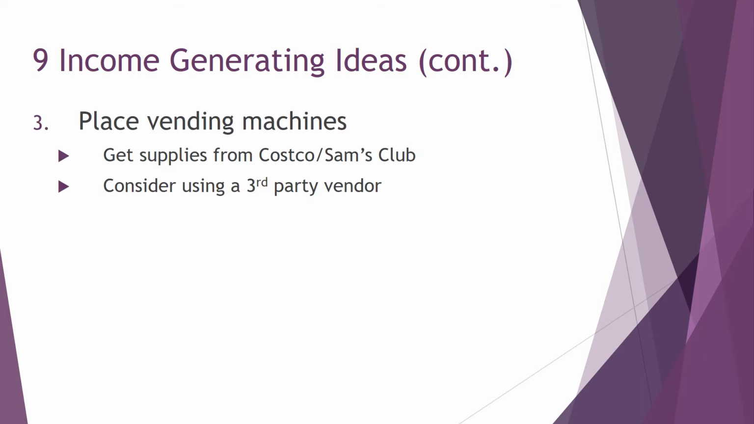Our next income generating idea is placing vending machines on your property. You can go to Costco or Sam's Club or any one of those big bulk warehouse type of retail stores and buy a lot of cans and water bottles or snacks and just stock your machines over time. That usually works better when you have full-time staff, so bigger properties, 75, 100 and more units.